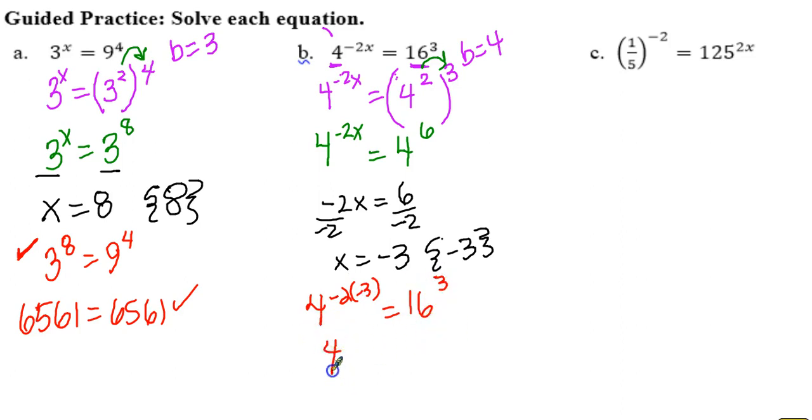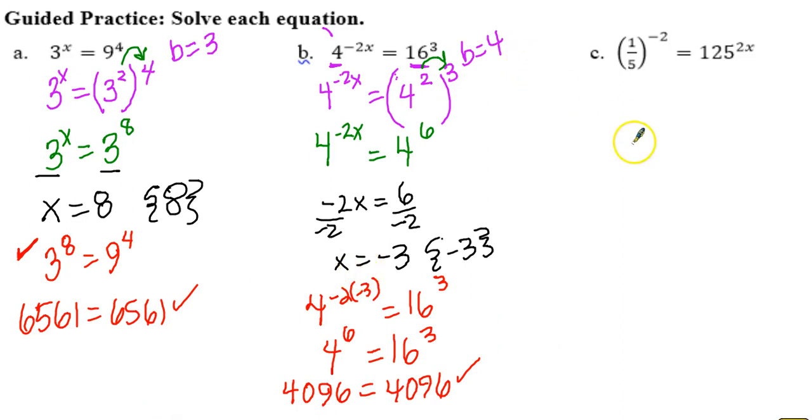This one's pretty similar to the last one. 4 to the 6th equals 16 cubed. It's a lot like 3 to the 8th equals 9 to the 4th. Nick, you got it? Go. 4 to the 6th is 4,096. And 16 cubed? 4,096. Got it. Beautiful. It's perfect. Check.